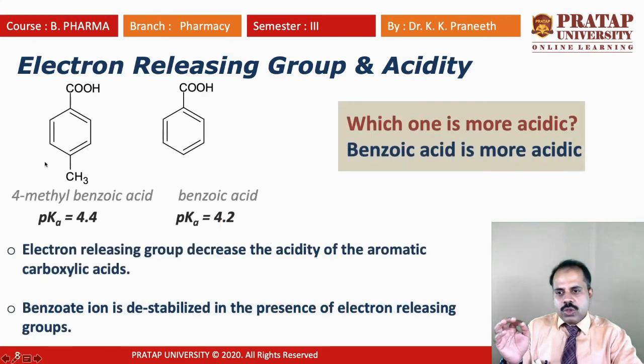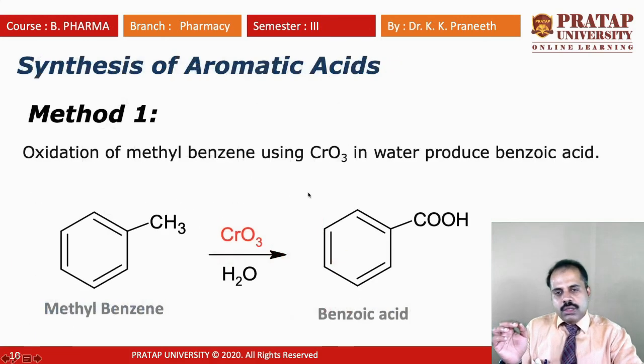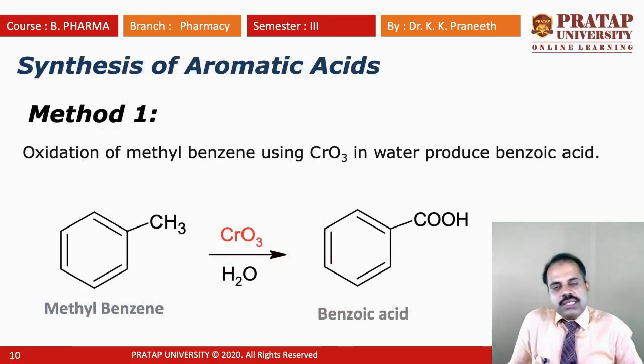This is what I have also shown here. 4-methyl benzoic acid, pKa is only 4.4. Benzoic acid, pKa even less, 4.2. So this is more acidic. pKa increase, acidity decrease. pKa decrease, acidity increase. With this, we will move on to see the synthesis of aromatic acid.